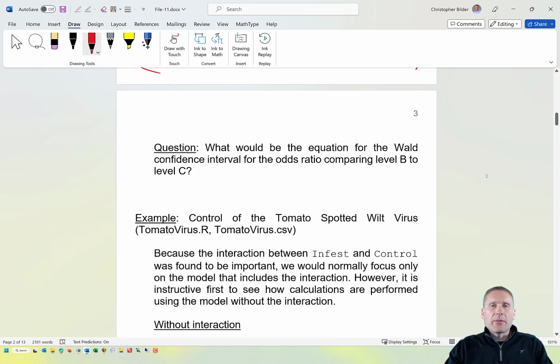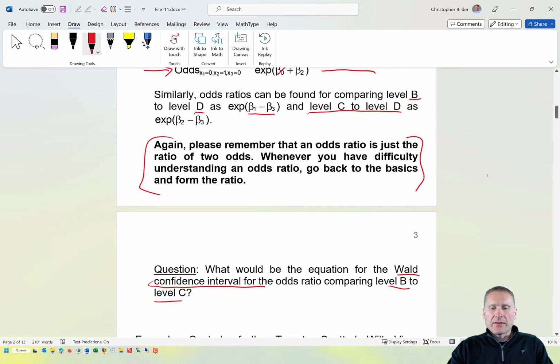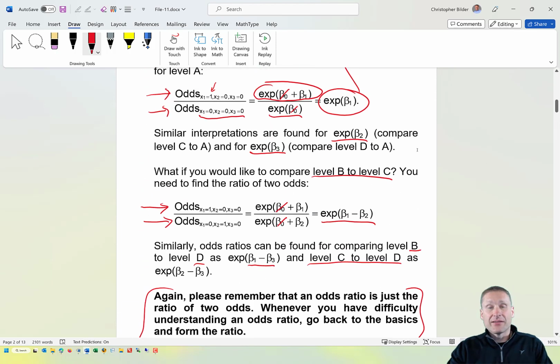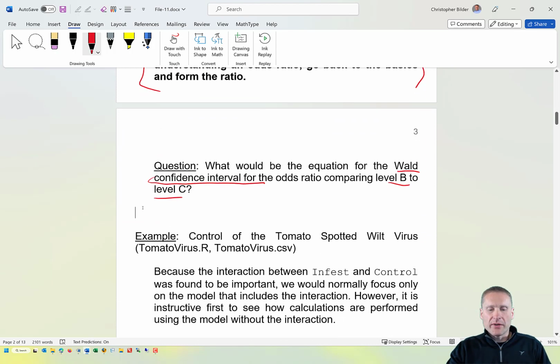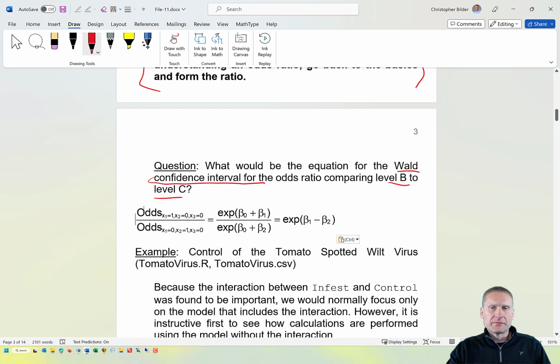So with that then, you might be wondering, okay, well, what about inference? Yeah, you can do inferences with these as well. What about a Wald confidence interval for the odds ratio comparing B to C? Now we can see, as in C as in SEE, that this particular odds ratio is a little bit more complicated. So how would I find then the Wald confidence interval for that?